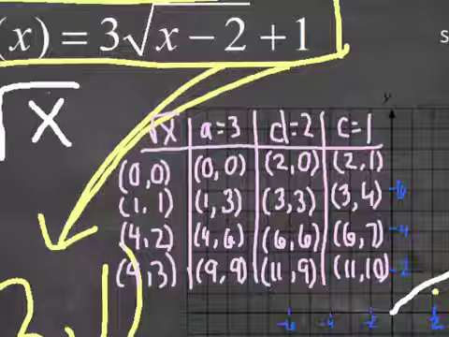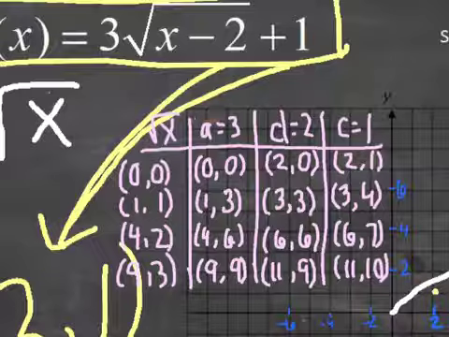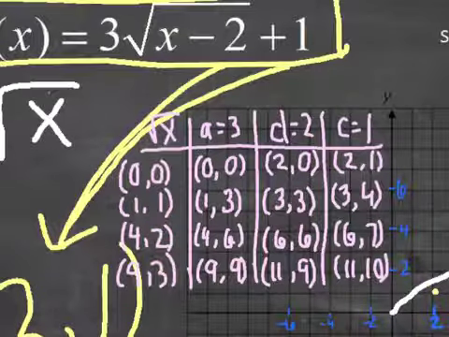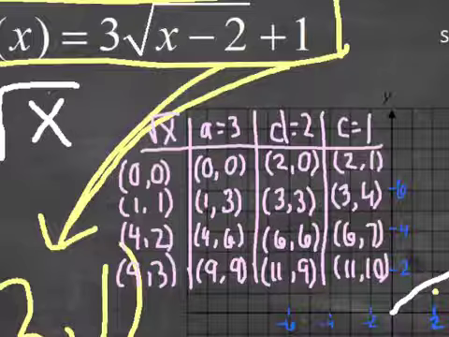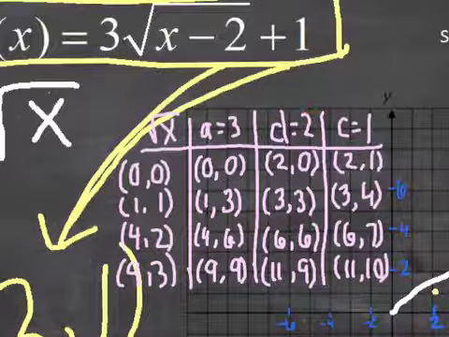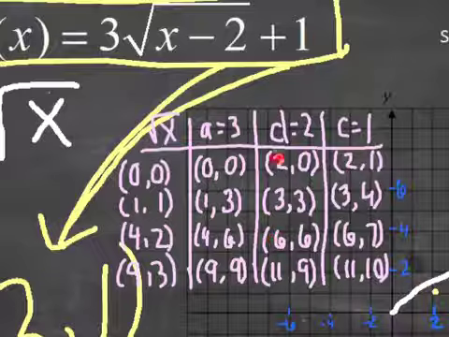So here's what our chart looks like. The first thing I did was an A value of 3, and the A's only affect the Y. So I took all my Y values and I multiplied them by a 3. That's all I did. Next column, the D. This is my D value, and the D affects the X, so my X is all changed. I added 2 to all of my X values.